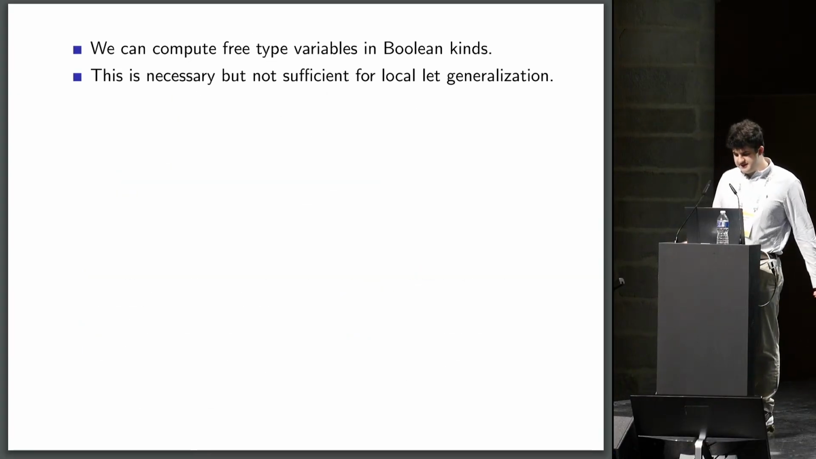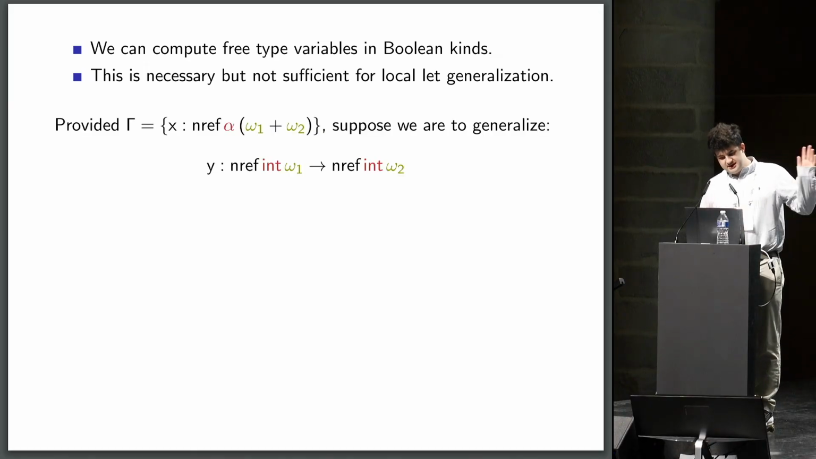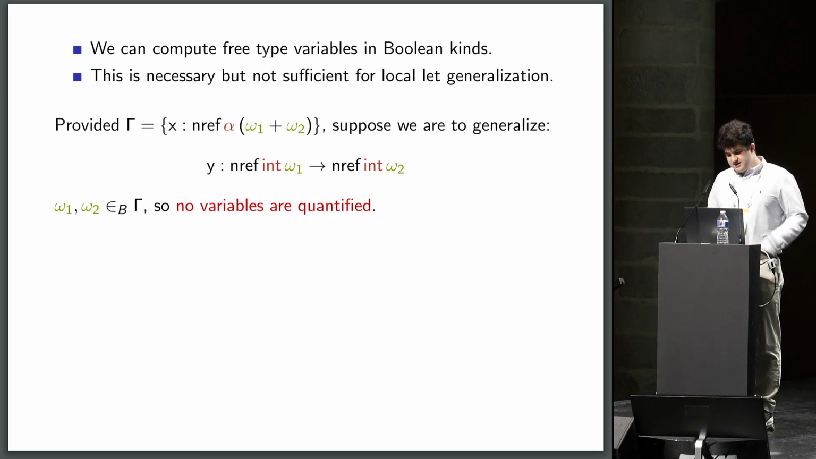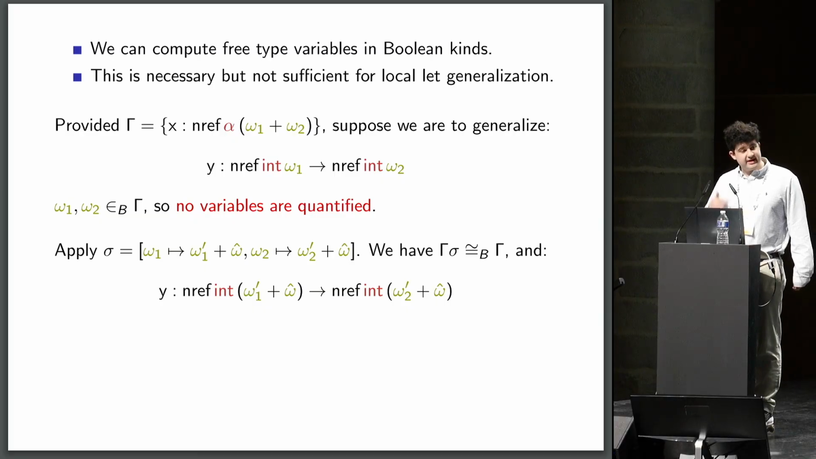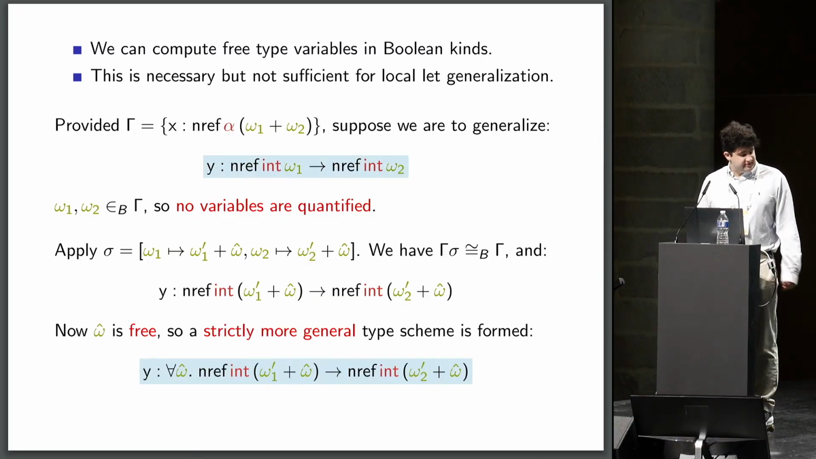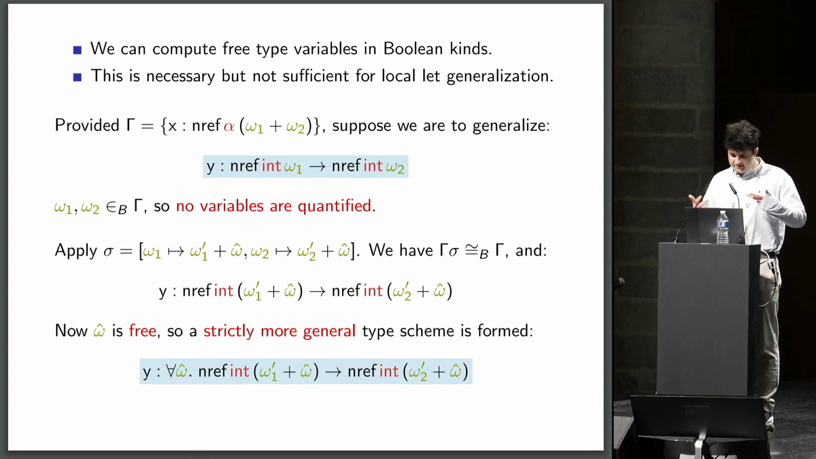So we can compute free type variables. We're halfway there for local let generalization. Okay, there's a second problem. See this context, we have omega 1 plus omega 2 as a nullability, and we have this typing. Okay, omega 1 and omega 2 both really occur in gamma. Okay, but we can apply this substitution. That substitution introduces this omega hat. The omega hats cancel in gamma, okay, but not in y. And so that's a new free type variable. Okay, we can form a type scheme around that, and that produces a more general type.